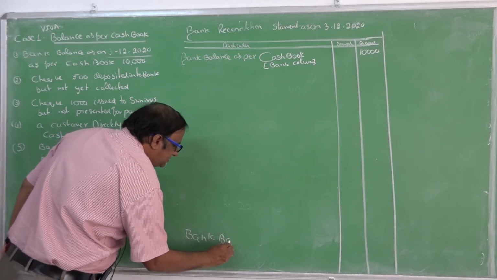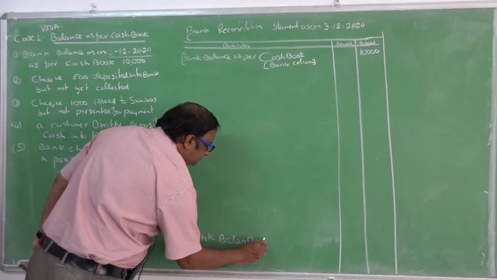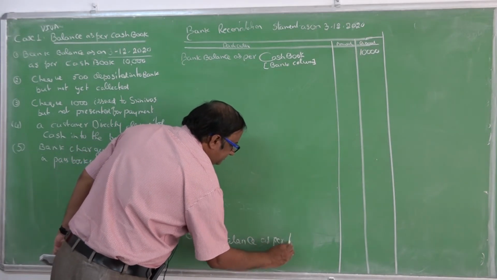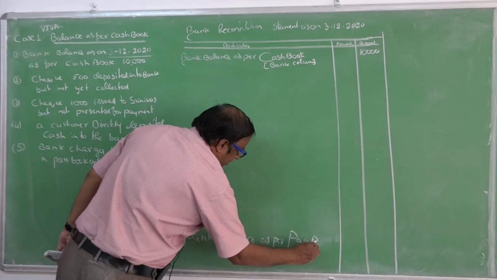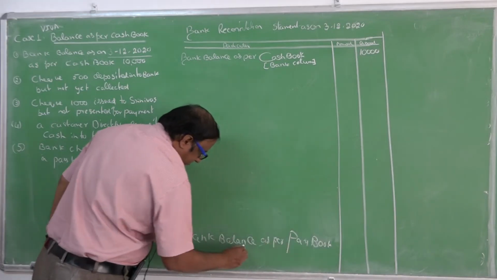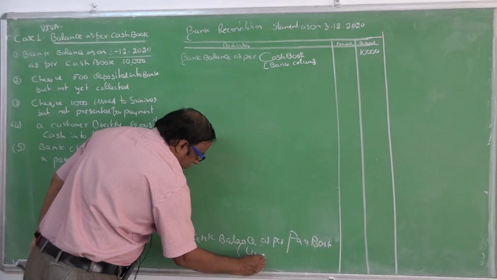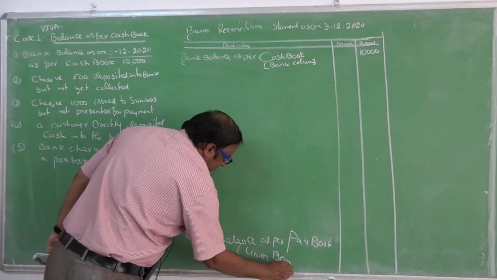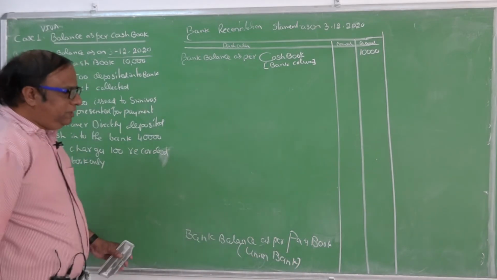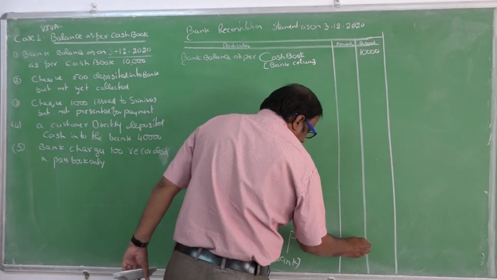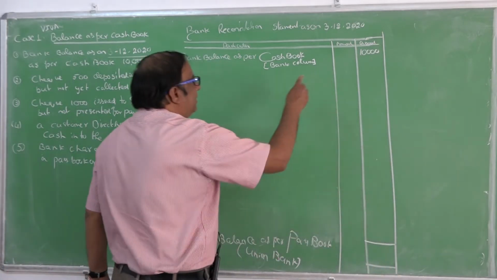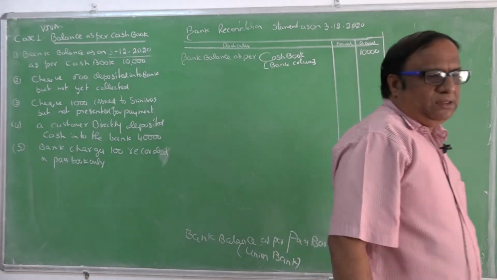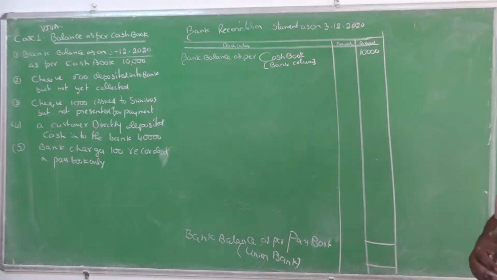Bank balance as per passbook. This is prepared by Union Bank. So in Union Bank, the amount shows a difference, but your school accountant is showing 10,000 as the cash book balance. According to our school accountant, in Union Bank our account shows 10,000. But Union Bank has prepared the passbook, and the amount differs.